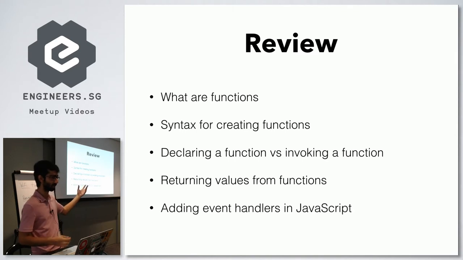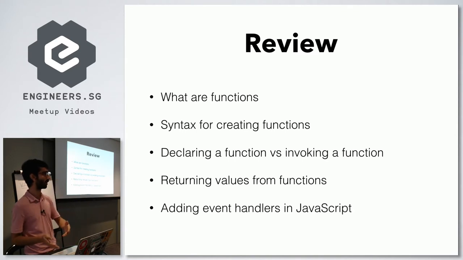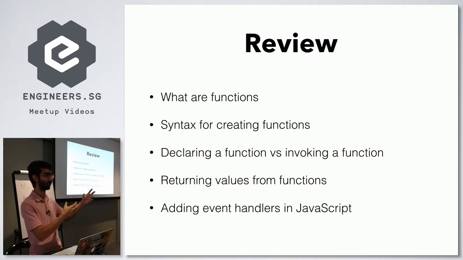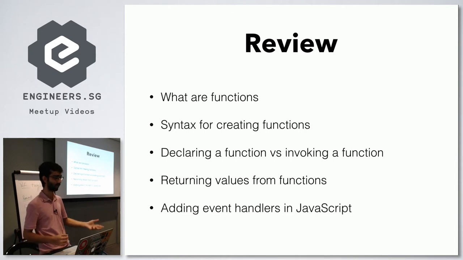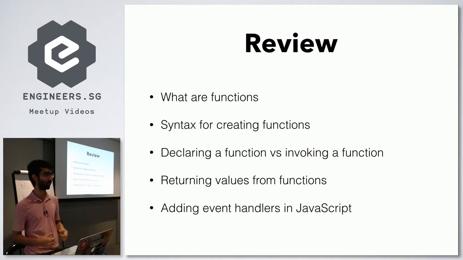So you can declare the function, as we did before. And once you've declared it, you need to actually invoke it to make that thing happen. So declare it with the definition and the funny arguments and syntax, and invoke it, just call it with the parentheses. If it takes in any arguments, give those arguments inside the parentheses. We can either make the functions just do something, like log to the console, or we can return values from the functions and then decide what we want to do with the values later on.